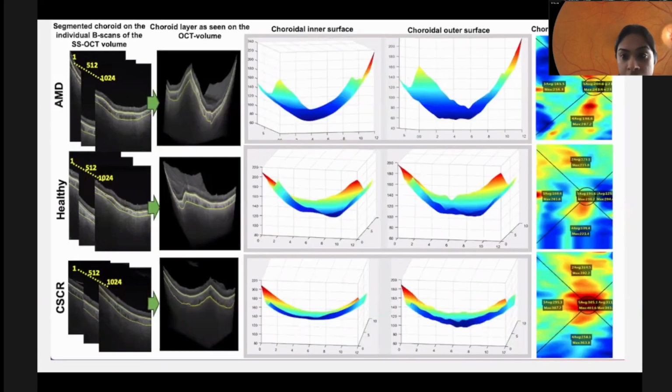This is the same figure which I showed earlier. At this point of time, I just want to highlight that if the radius of curvature is low, it means the surface is steep. So we see that in age-related macular degeneration, this is steep. Whereas in CSCR, when the radius of curvature is high, it means it's a part of a bigger sphere, which means the surface is flat. So this is what we see in central serous chorioretinopathy, inner boundary and outer boundary.